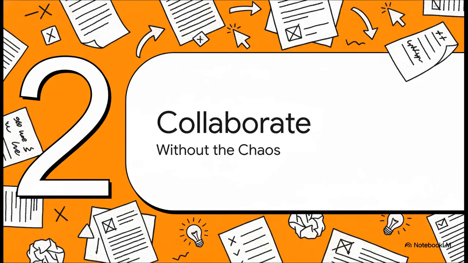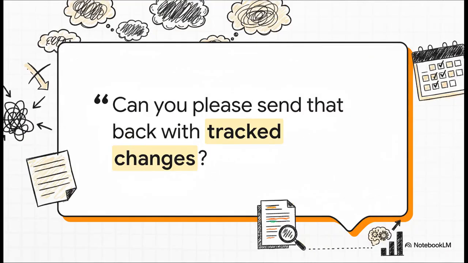All right, next up, let's talk about another common nightmare. We've all had to work on a document with other people, and we all know it can get really messy really fast. Does this sound familiar? It's that classic email line that means you're about to enter a world of confusing edits. How in the world are you supposed to keep track of everyone's feedback and changes?